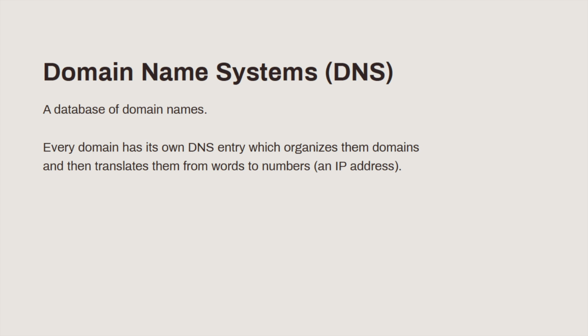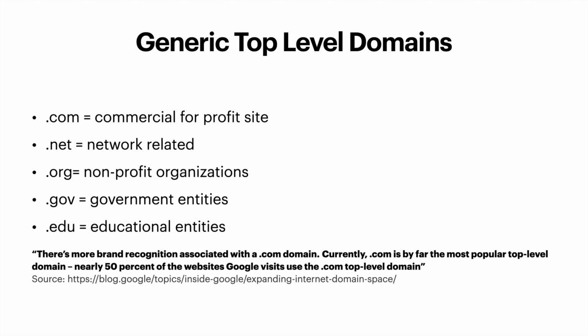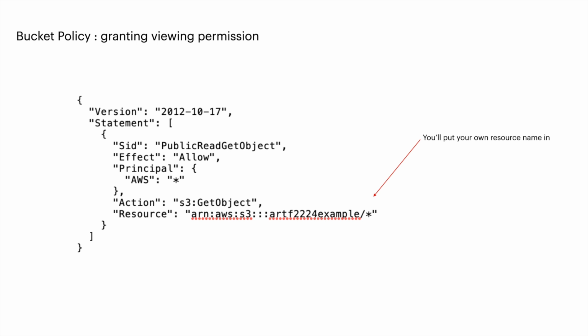The domain name system is just a database of domain names, and it organizes them and translates the words into numbers. Generic top-level domains are like .com, .net, .gov. These are all things that you've seen mostly. And .com is the most popular, used by nearly 50% of the websites visited on Google.